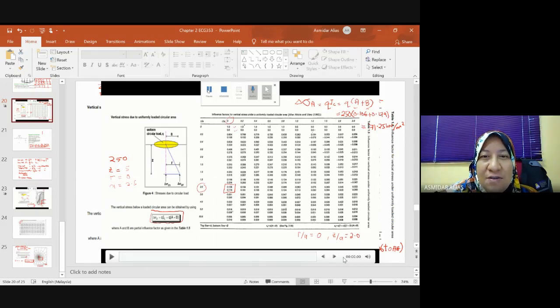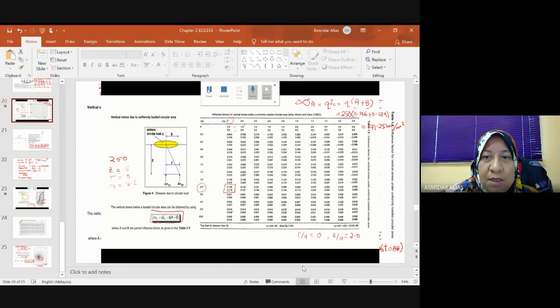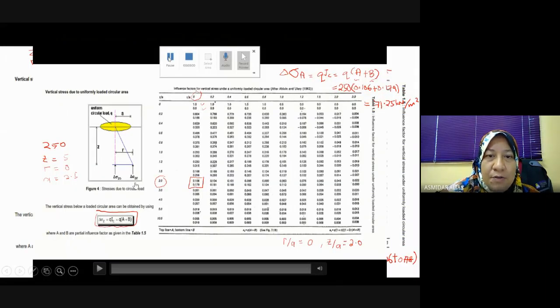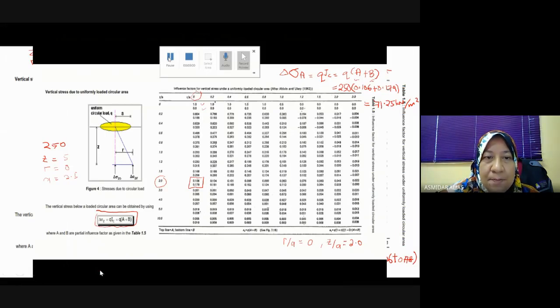Before we continue with rectangular, you need to jot down notes. For rectangular, we have more than one method. We have three methods. Number one is the Fadum chart. Number two is using the table. And number three is using the Newmark chart, where you need to draw something on Newmark paper. Because you already understand the circular section, we move on to the rectangular section.